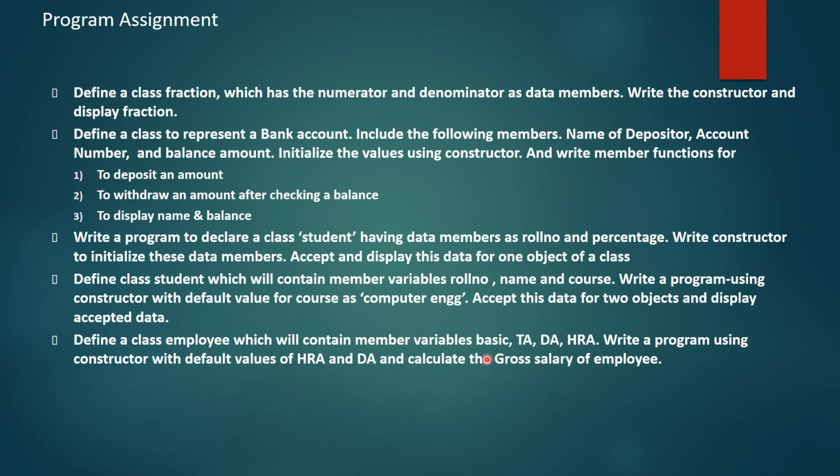Then next, again default argument. Default arguments for HRA and DA you have to assign. The class name is employee with basic, TA, DA. In most of the learning outcomes I have already taken the example of basic, TA, DA and HRA. So gross salary is basic plus TA plus DA plus HRA. You can take the formula from there and calculate the gross salary, but HRA and DA you have to keep as default values. So two objects you declare: for one object write the values in main, and for the other object don't write the values in main, and then see what happens.